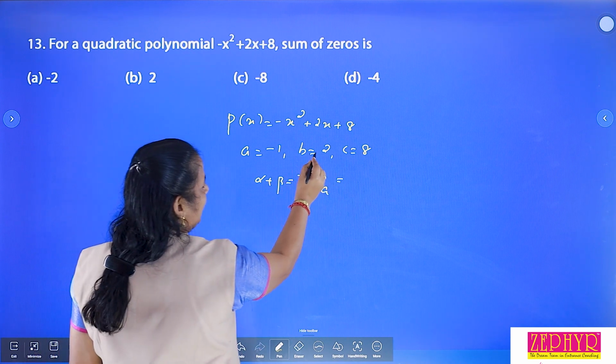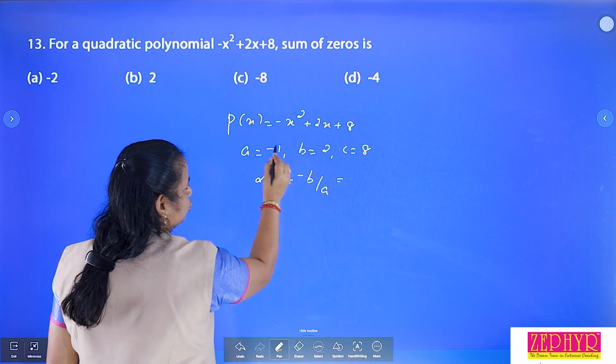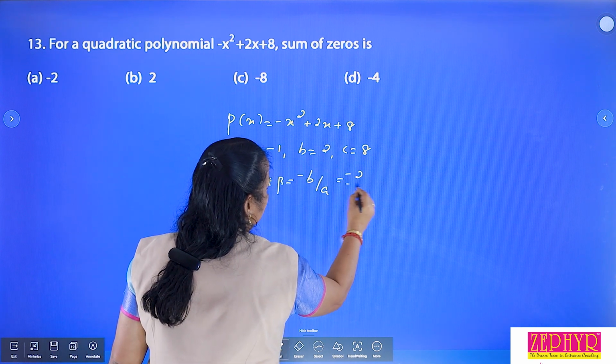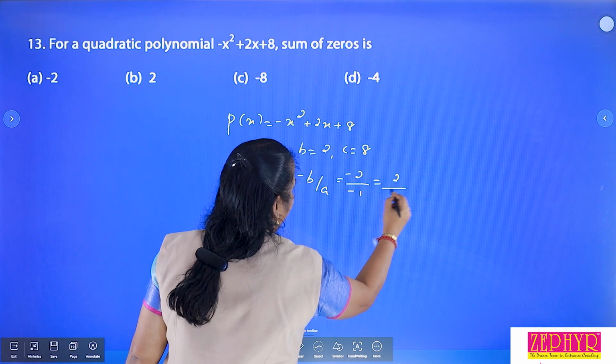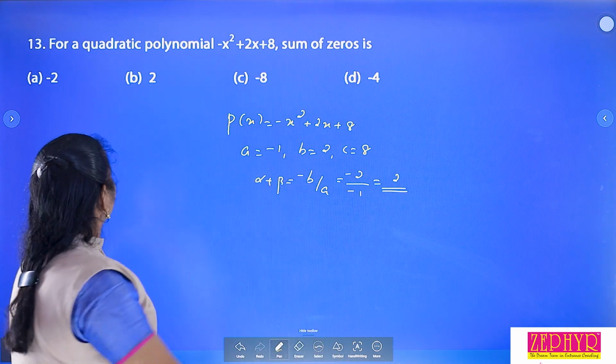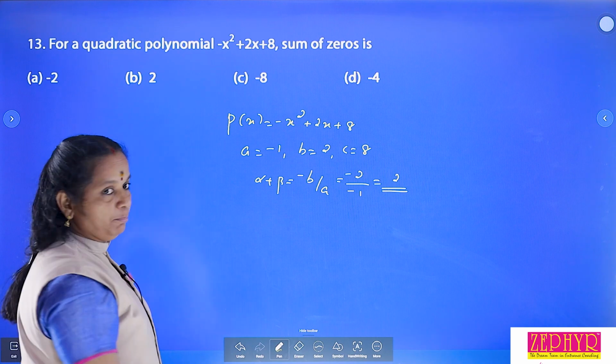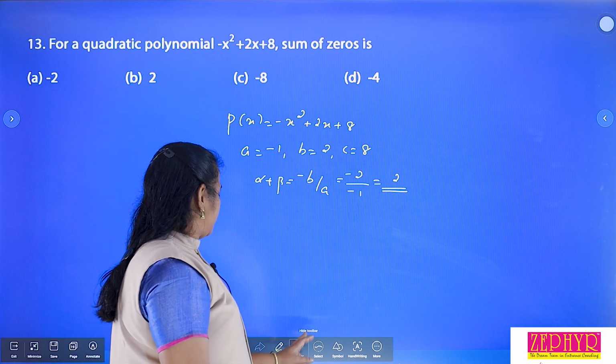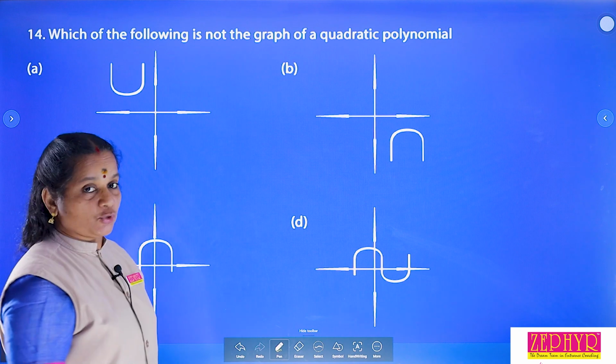So minus b by a, that is minus 2 by minus 1. So our final answer is alpha plus beta, or the sum of the roots, is equal to 2. So our correct option is B. Okay, the next question. This is our last question.